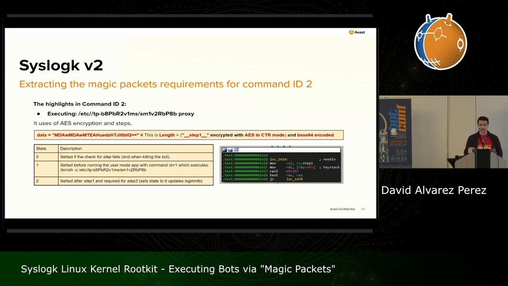And there is also the possibility of executing the bot in proxy mode. What we need to do for the magic packet is to place the string step one, encrypted with AES in counter mode using the appropriate key, prepending the length of this encrypted data using numeric characters. And finally, all of this data encoded in base64 encoding.